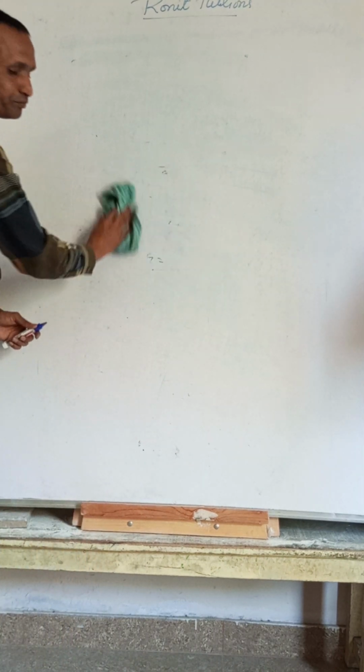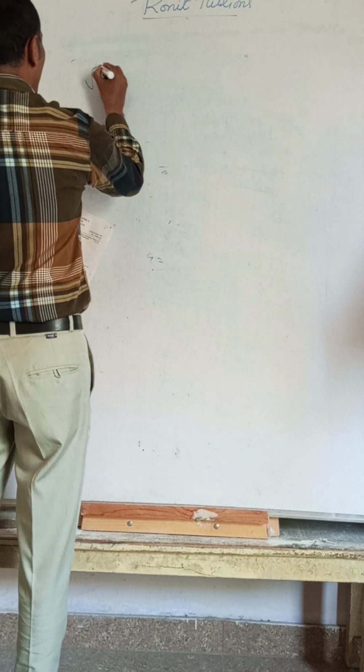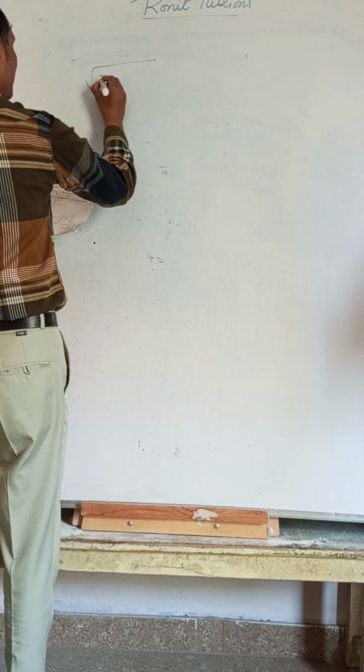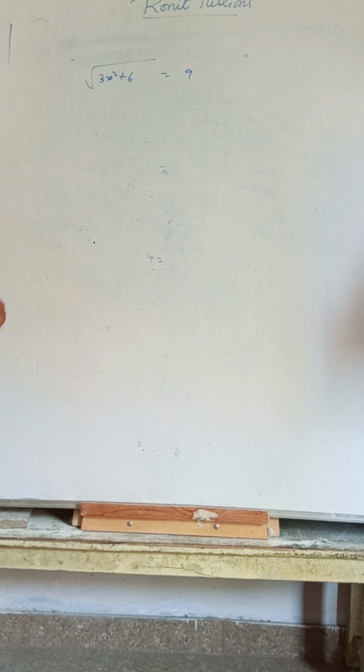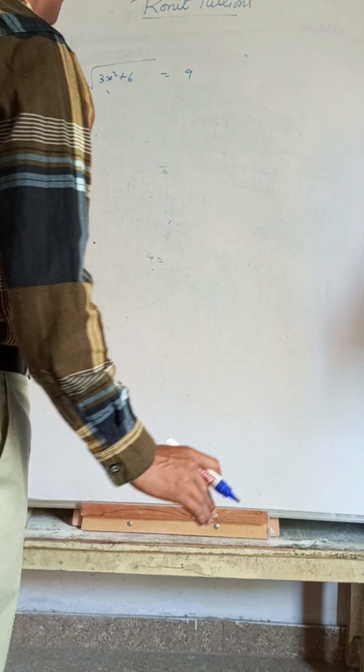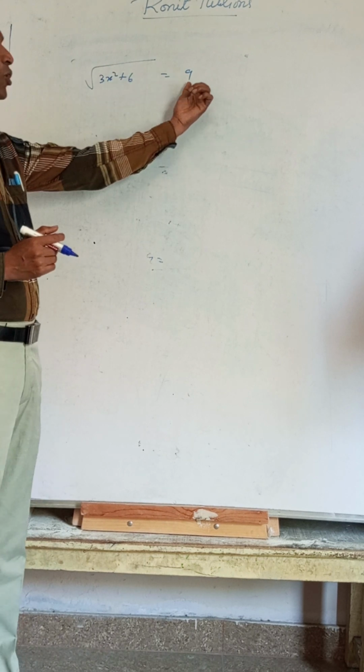Whichever question is asked: find the positive root of the quadratic equation. Find the value of x. The root is given: square root of 3x square plus 6 is equal to 9. Find the value of x, meaning the zeros of the quadratic equation. This side has the root, this side does not.